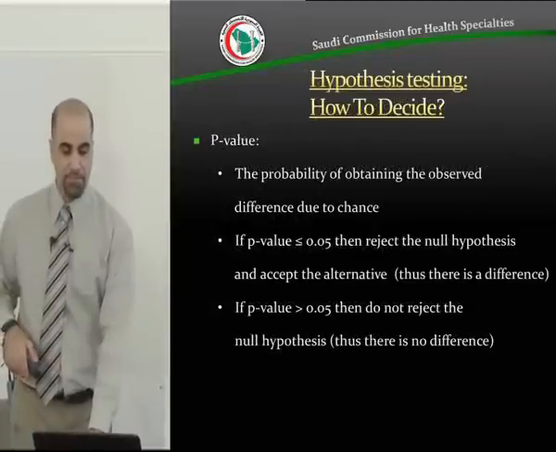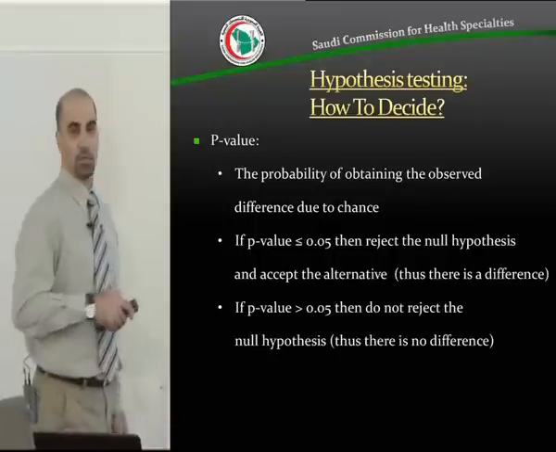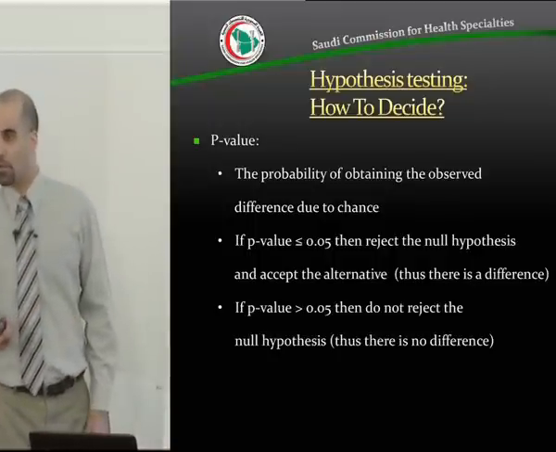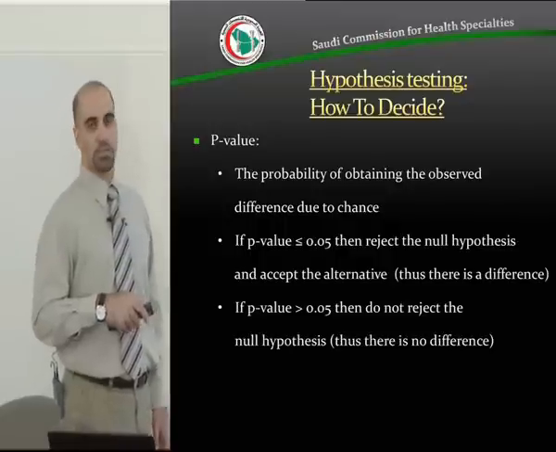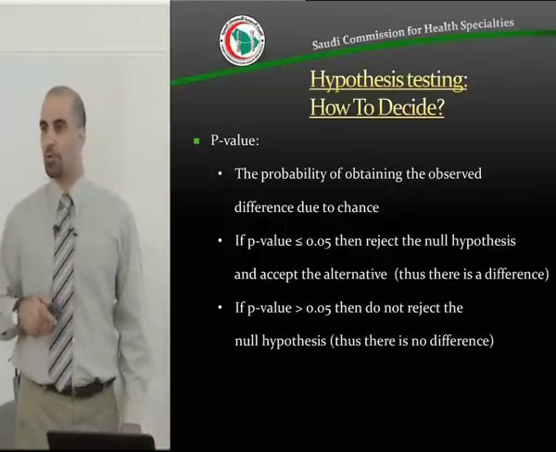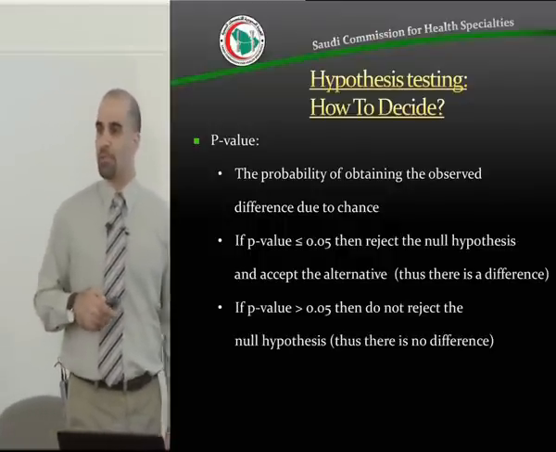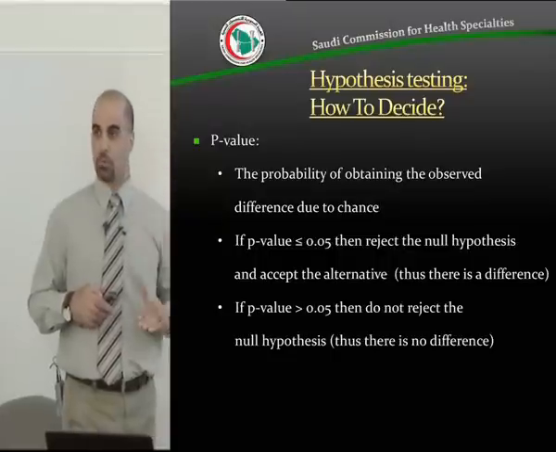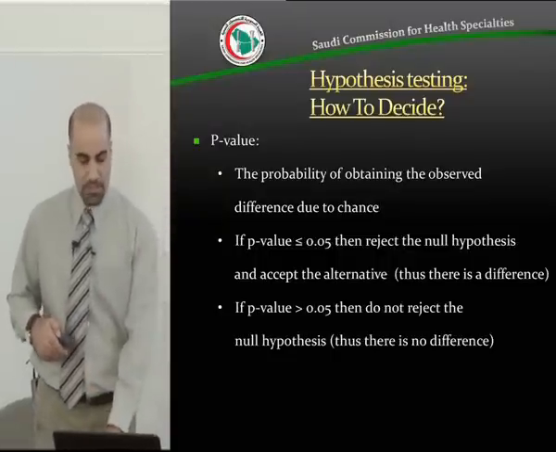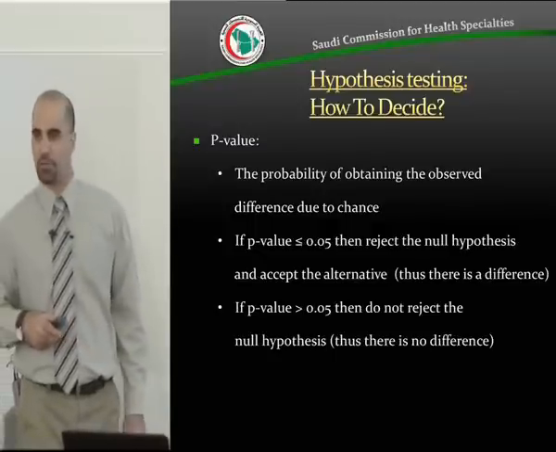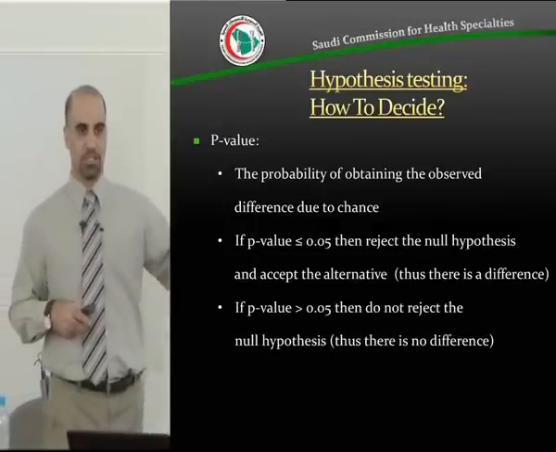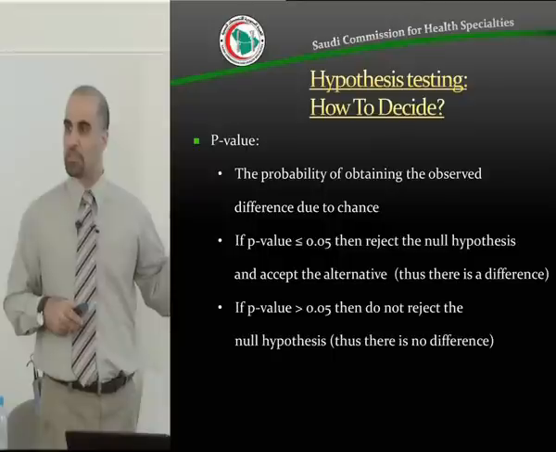So basically, the p-value is a probability, right? It's a probability, like any other probability, of obtaining the observed difference due to chance. In other words, the p-value could be high or low. If it is less than 5%, you remember the 95% confidence? The remaining was 5%. And this is what determines the p-value.